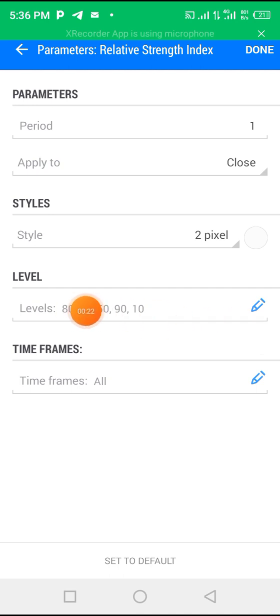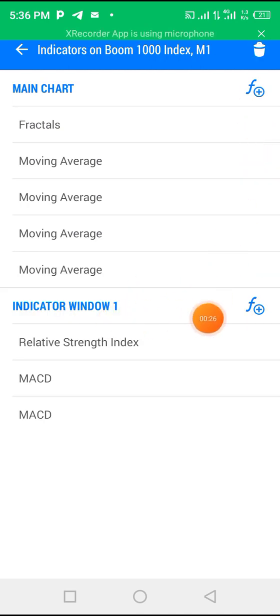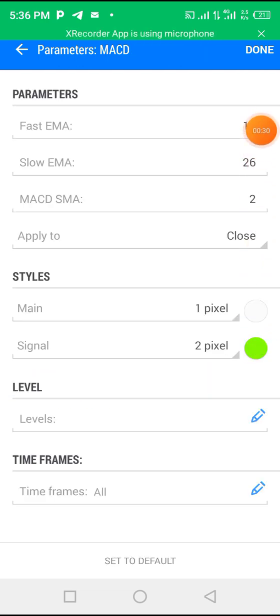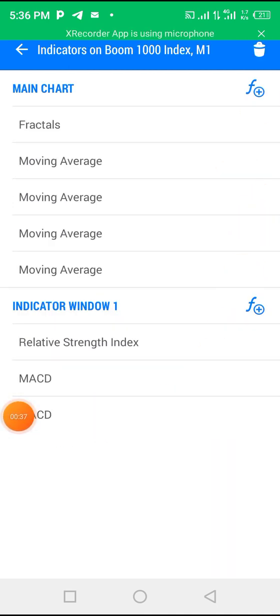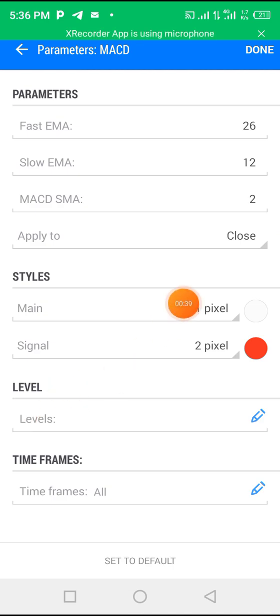So that's one. Then you put all these various levels. You click on done up here, right? So you come to that same indicator window, F plus. You add the first MACD, which you will carry 12.26 close. Then you click on done. So you come to the second MACD, it becomes opposite. This one becomes 26.12.